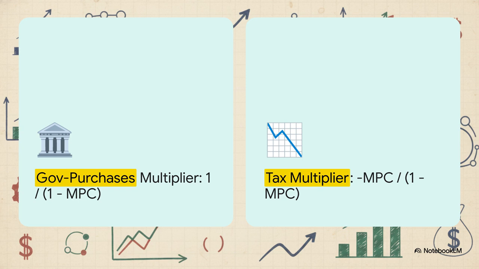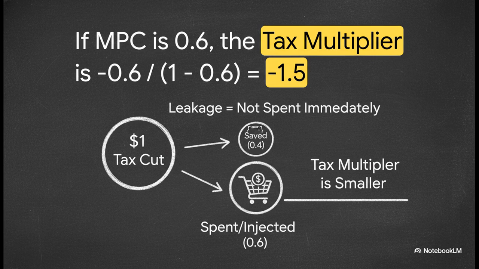But second, notice the numerator. It's not a 1 anymore, it's the MPC. Because the MPC is a fraction less than 1, the tax multiplier is always going to be smaller in absolute magnitude than the spending multiplier. Returning to our real-world example where the MPC is 0.6, if we plug that into the tax multiplier formula, we get negative 0.6 divided by 0.4, which equals negative 1.5. So, a $1 cut in taxes raises equilibrium income by only $1.50. Notice that is a full dollar less of economic stimulus compared to a $1 increase in direct government spending.